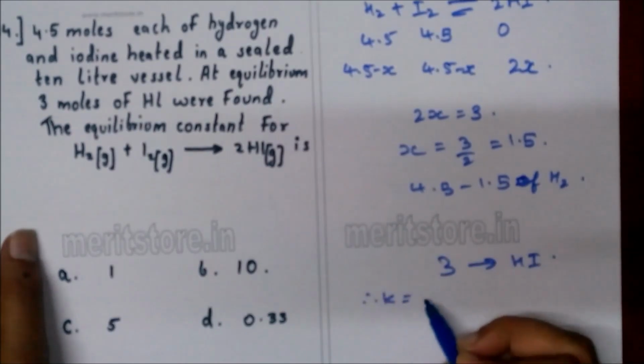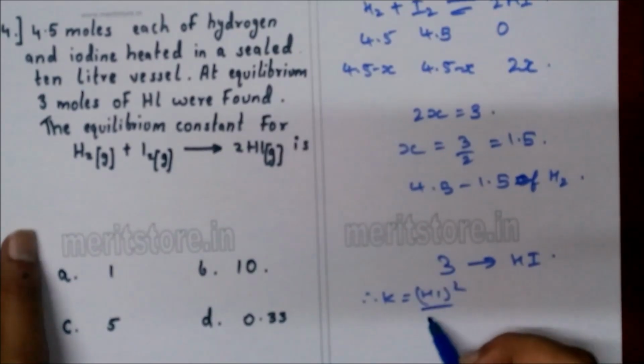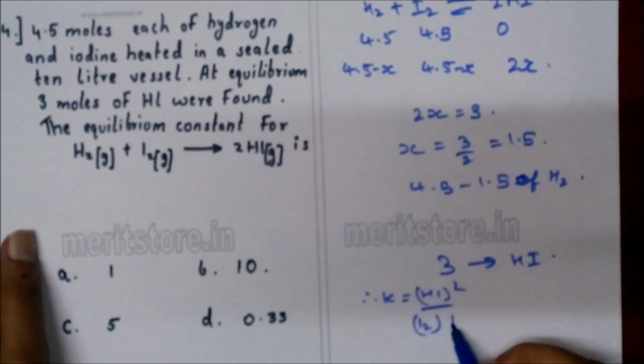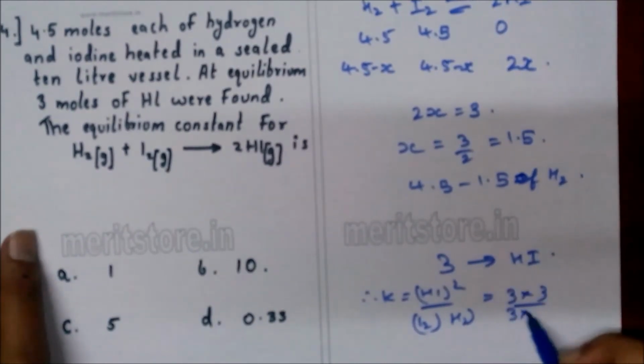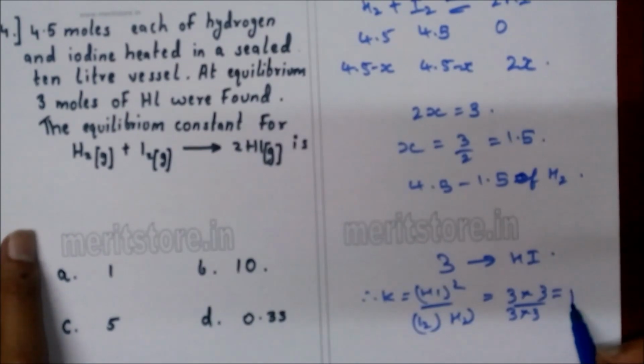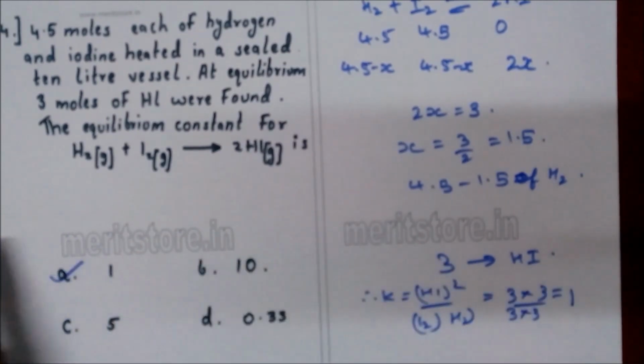Therefore K is equal to [HI] square upon [I2] into [H2]. On solving we get 3 into 3 divided by 3 into 3 is equal to 1. So option A is the correct answer.